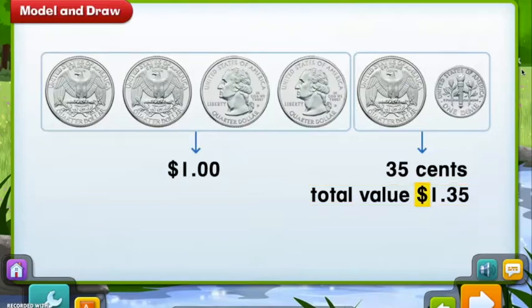When you show amounts greater than $1, use a dollar sign and a decimal point. The decimal point goes between the dollar amount and the cents. When you say this total amount, you say $1.35.